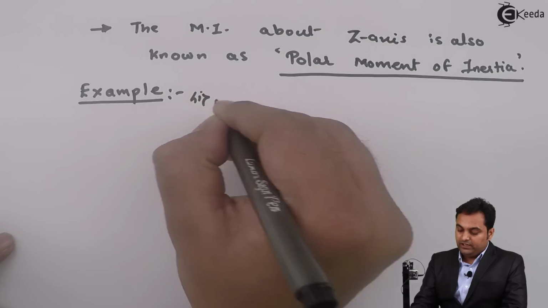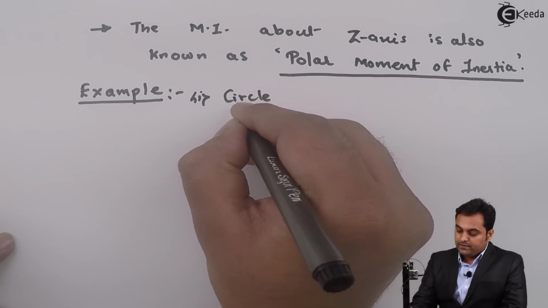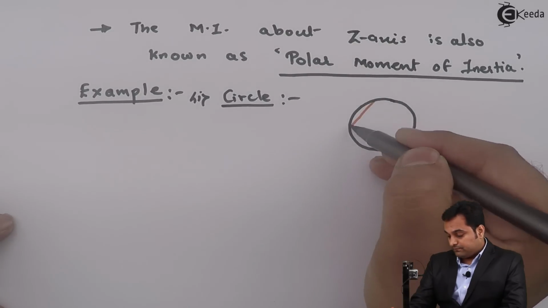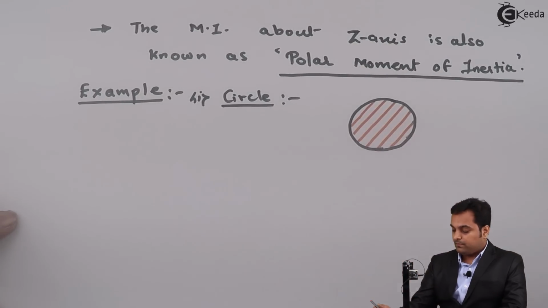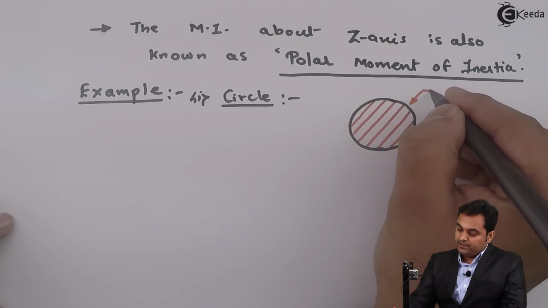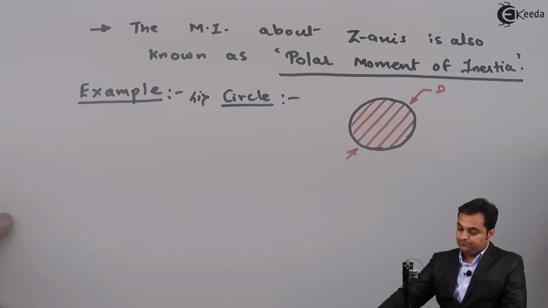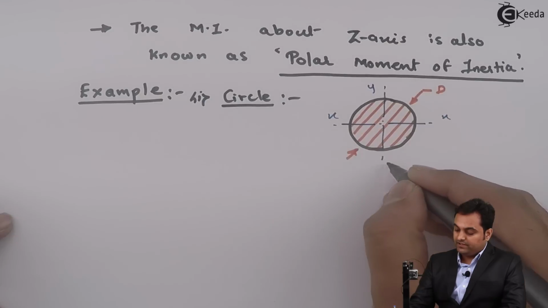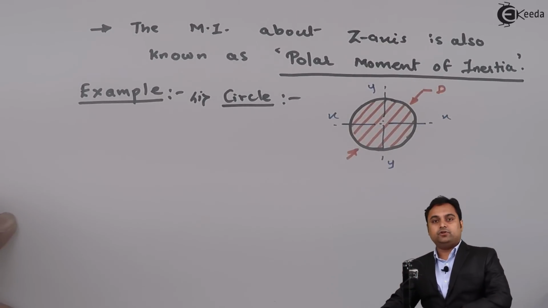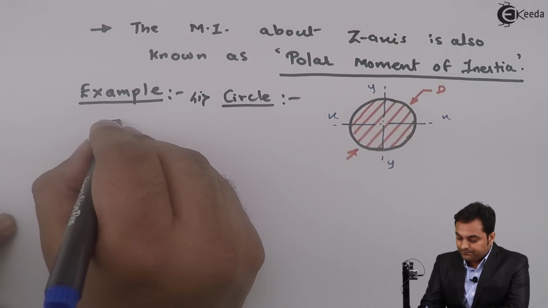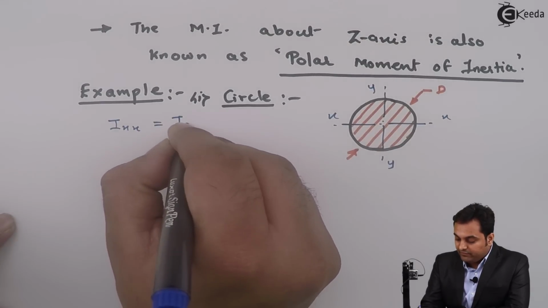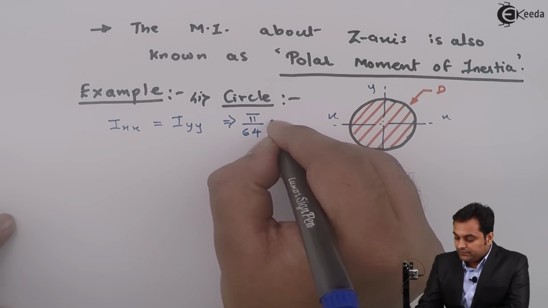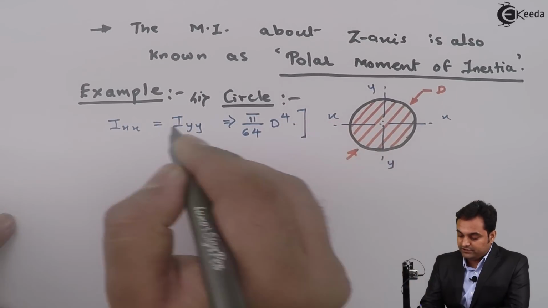Suppose we want polar MI of a circle. In that case, here we have a circle having its outer diameter capital D. Here we have x and y axis. Now we know that for a circle Ixx is equal to Iyy, and the value is pi by 64 D raised to 4. We know this from the formula list.